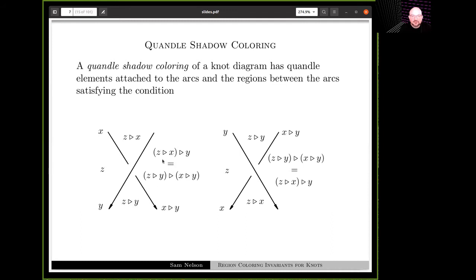And the region over here, there's potentially a problem because there are two colors that it gets, right? One going along this way and the other going along this way. But if we just watch here, Z triangle X then goes across Y to become Z triangle X triangle Y. Going along this way, we have Z goes across Y to become Z triangle Y. And now the arc it's going across is X triangle Y. So this is Z triangle Y triangle X triangle Y. And fortunately, those colors are the same because of the self-distributivity property of quantiles. All right. So this is quantile shadow coloring.